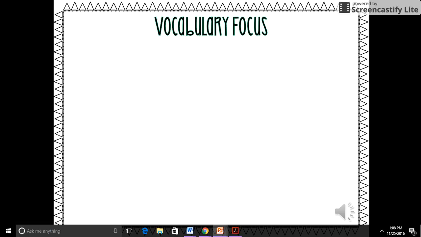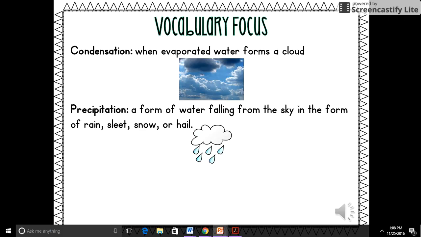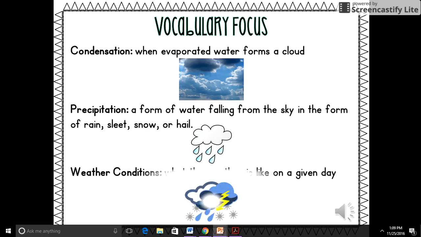This is our last slide of vocabulary words for this presentation. The first word here is condensation, which is when evaporated water forms a cloud. Precipitation, which is a form of water falling from the sky in the form of rain, sleet, snow, or hail. And the last one on this page is weather conditions, which is what the weather is like at a given day or even a given minute.